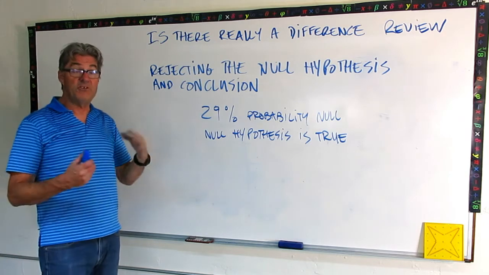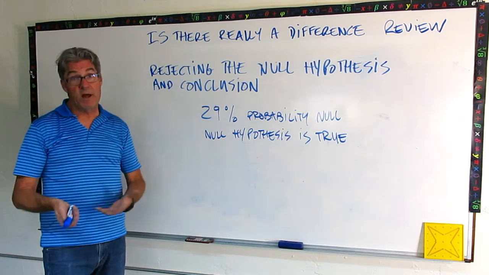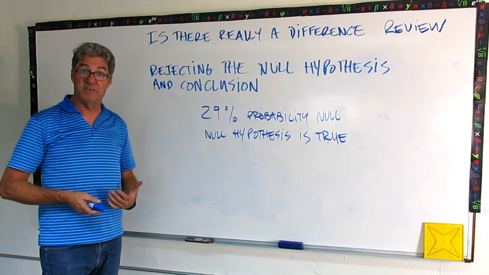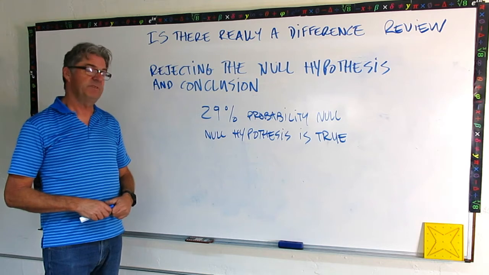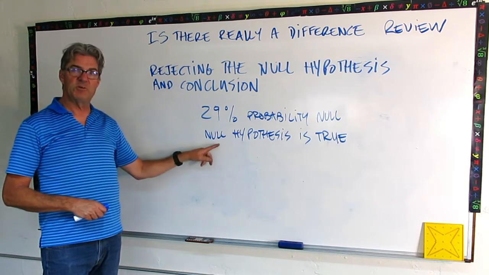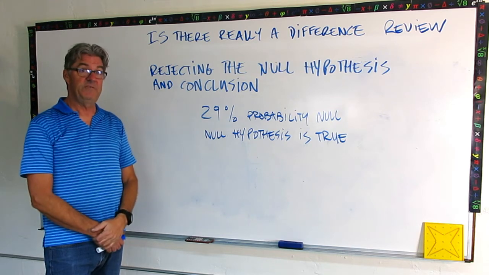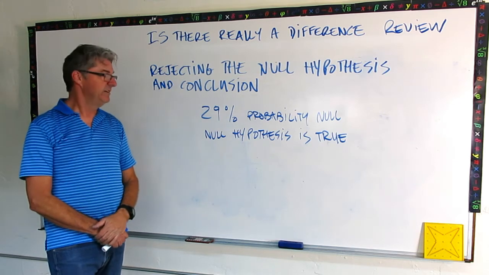Okay? So that also means that there's a 71% chance that the hypothesis is true. So it seems like our data does support the hypothesis. But the question is, is that enough to reject the null? 29% chance true. If you said no, you're right.